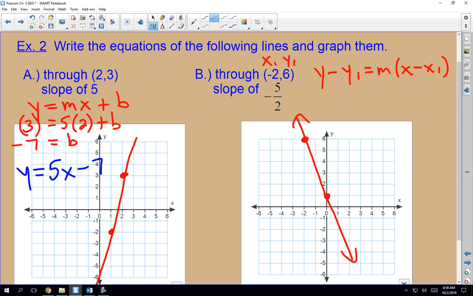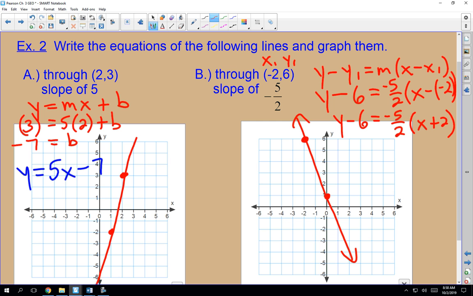So I've got y minus, what here? 6 equals, m is negative 5 over 2, x minus negative 2. And so if I were to rewrite this, it would be y minus 6 equals negative 5 over 2, x plus 2. And you could leave it like that. That's point slope form of the line.